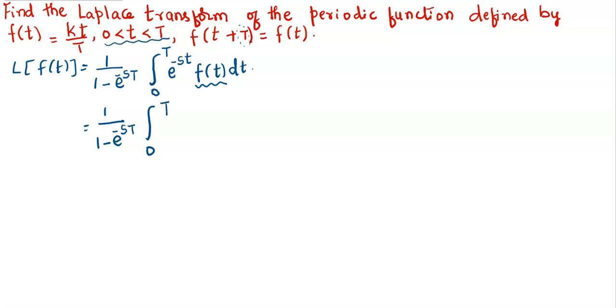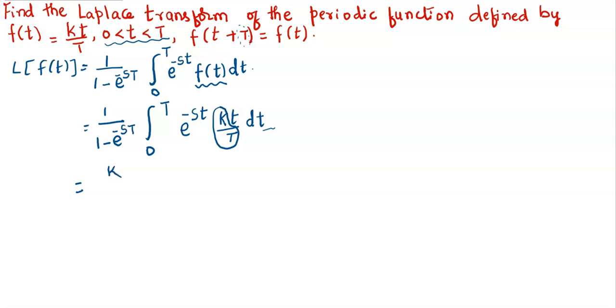See, in this interval the function is defined as k into t divided by capital T, and here e to the power of minus st. Let me write the same. We have to integrate this with respect to small t. So k by capital T plays a constant role. Let me take it outside the integration symbol.